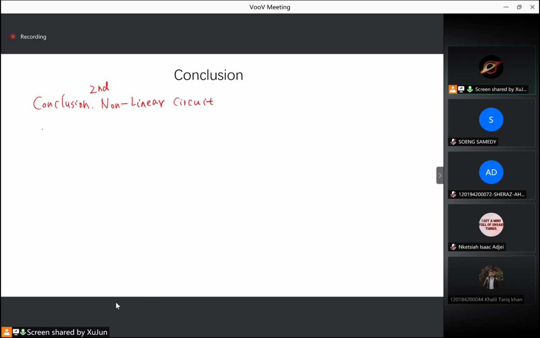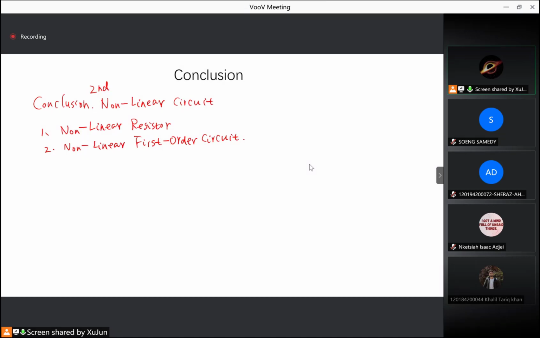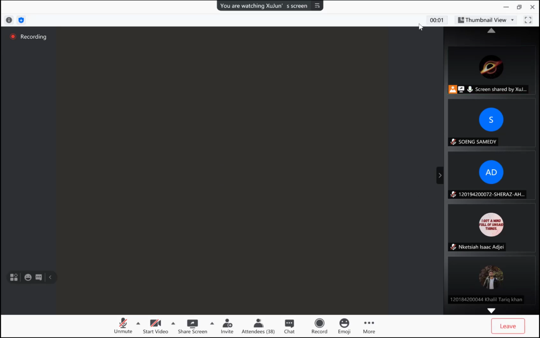we have discussed the nonlinear resistor circuit. And then we have discussed the nonlinear first order circuit. For the nonlinear first order circuit, we should pay attention to the dynamic load, linear second order.